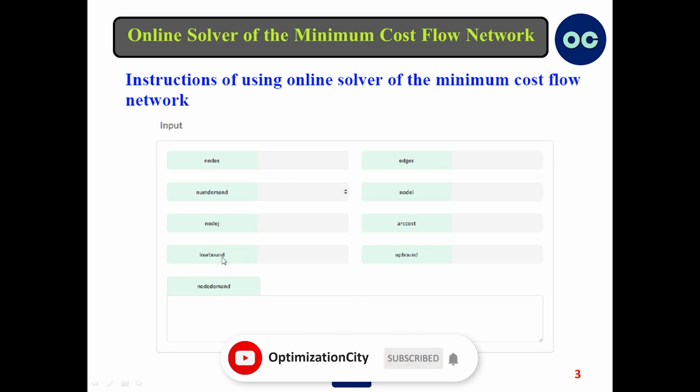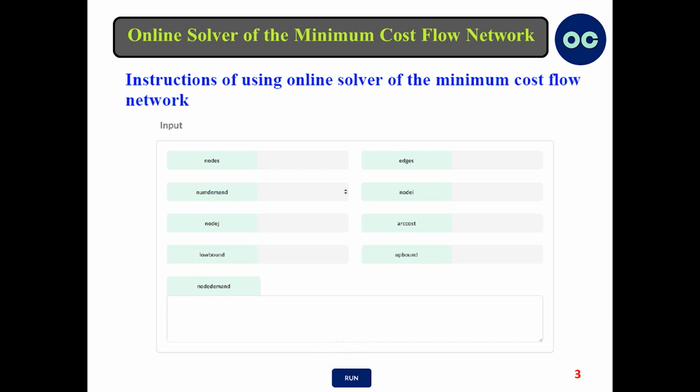Low bound is a vector that has edges plus 1 components that store the minimum flow of each arc. The first component is considered to be 0. Up bound is a vector that has edges plus 1 components which store the maximum passing flow of each arc. The first component is equal to 0.